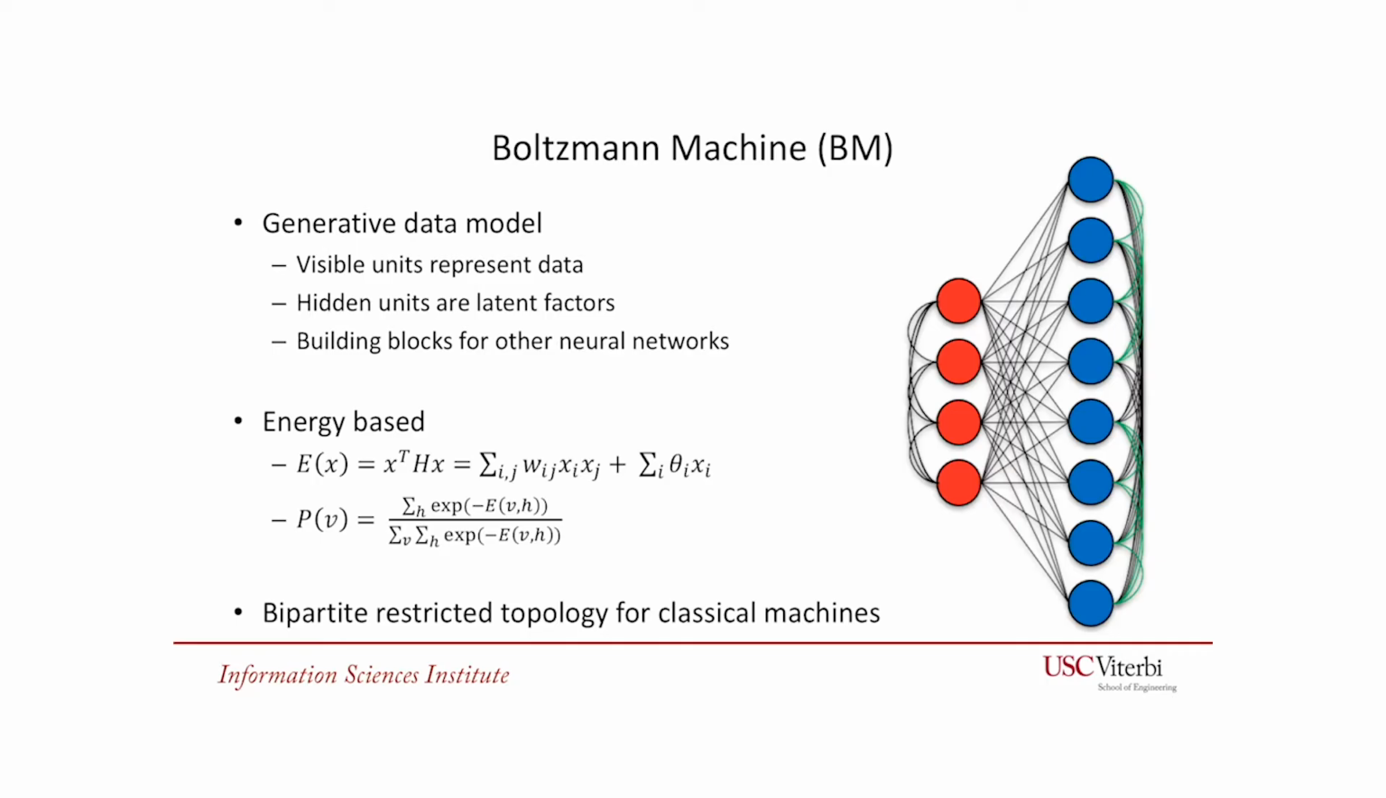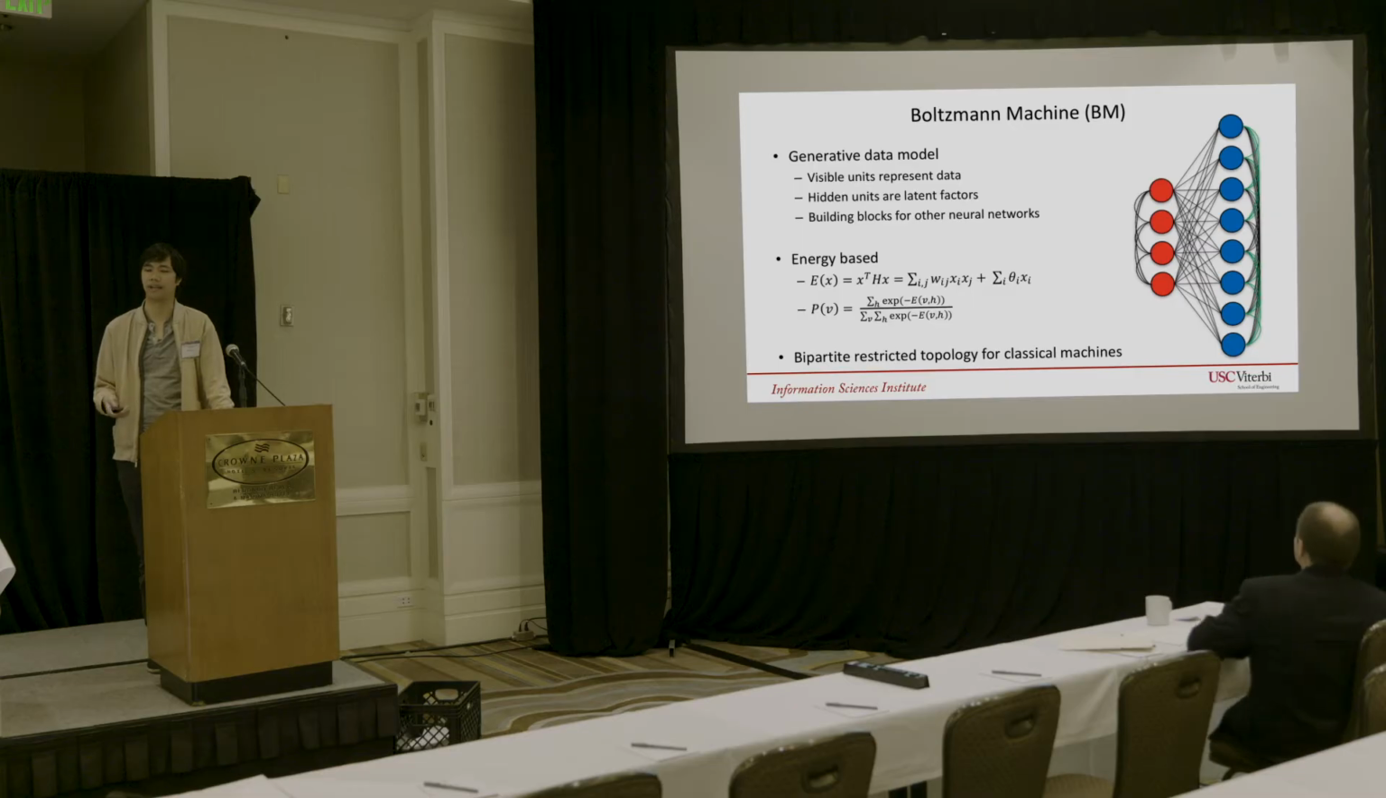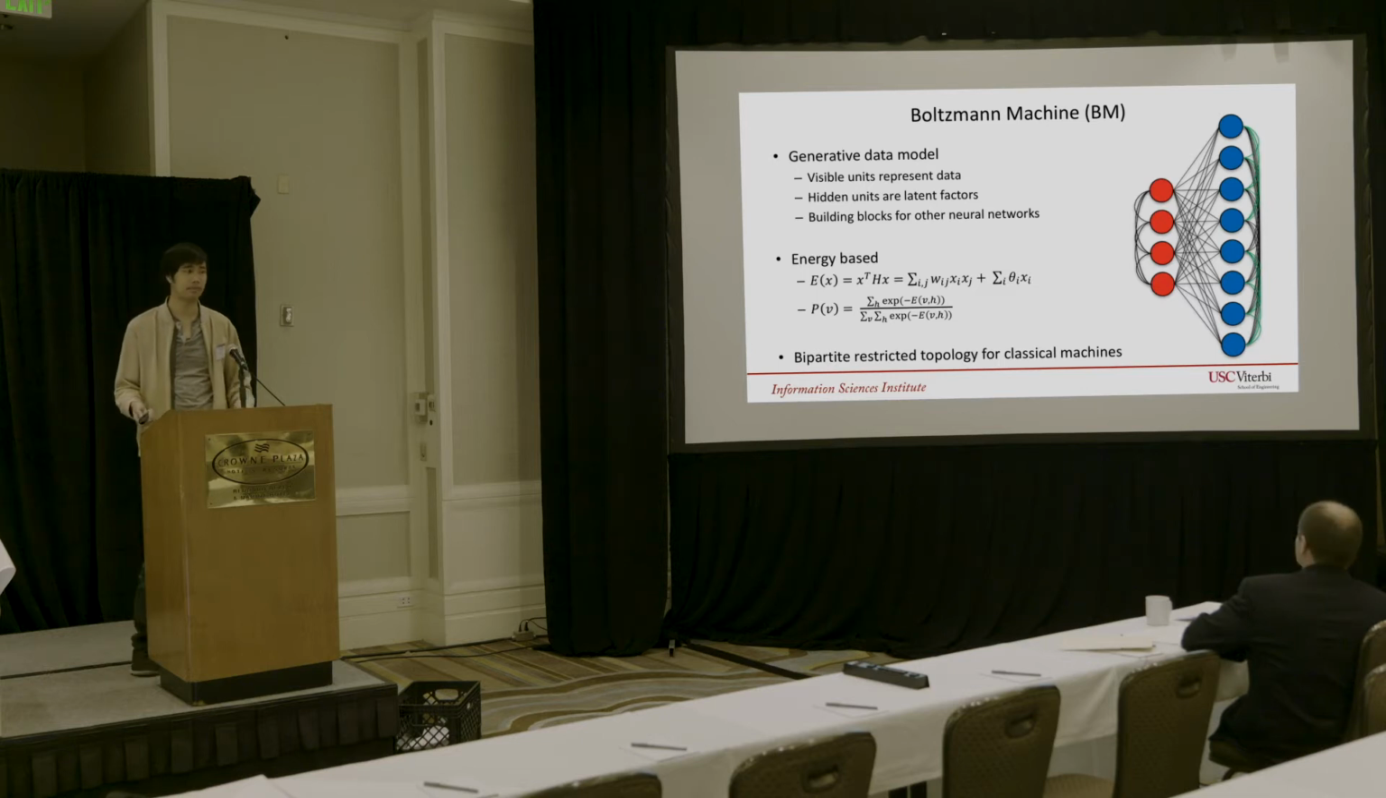Now, on the right-hand side, you see a diagram of what the Boltzmann machine looks like, where we have the red visible units and the blue hidden units. Something I want to point out here is that on classical machines, we typically implement a restricted version of a Boltzmann machine, where we only include the bipartite connections in the middle. The connections on the extreme left-hand or right-hand side of the figure are typically omitted.